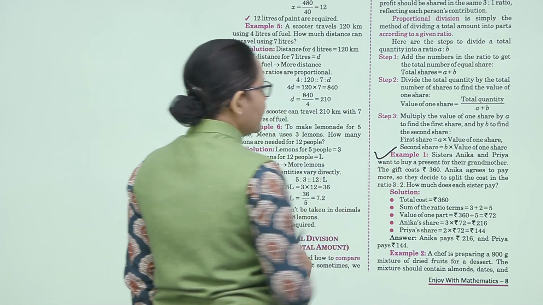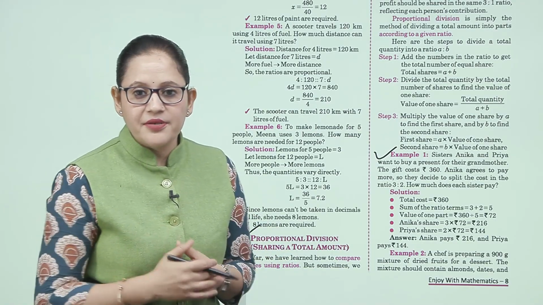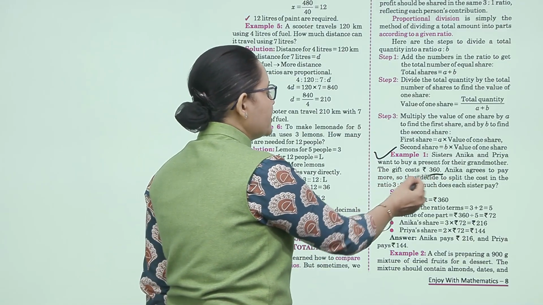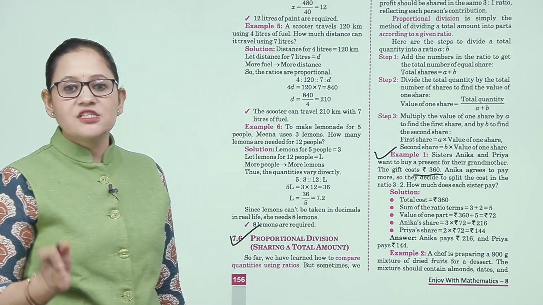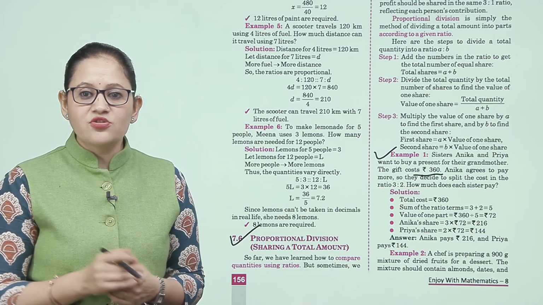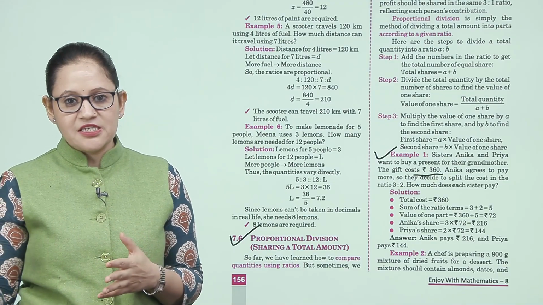We will take an example here. Sisters Anika and Priya want to buy a present for their grandmother. The gift costs rupees 360. Anika agrees to pay more, so they decided to split the cost in the ratio 3:2. How much does each sister pay?